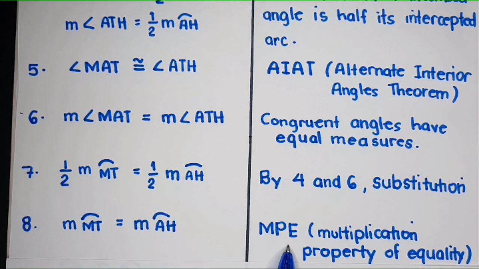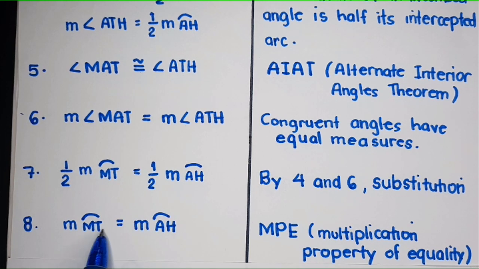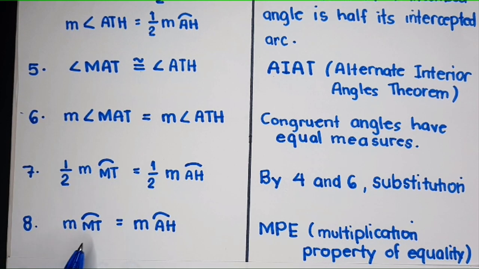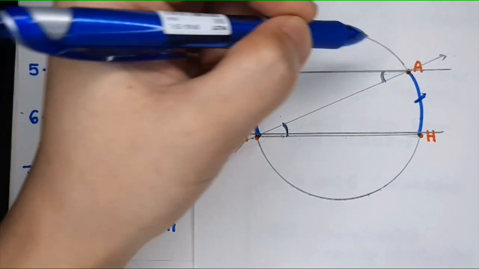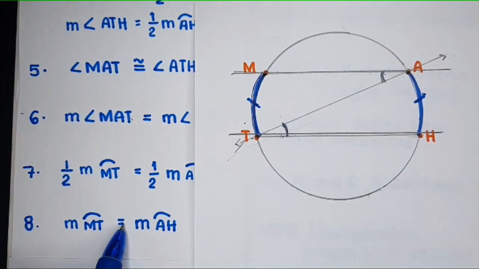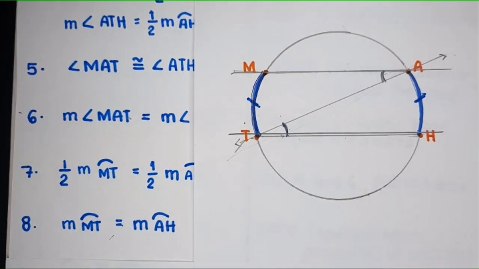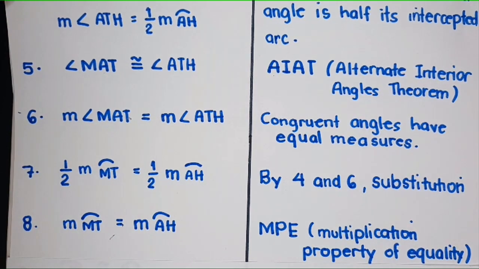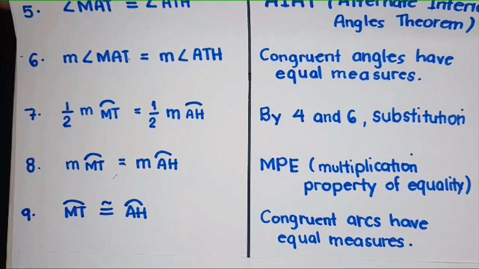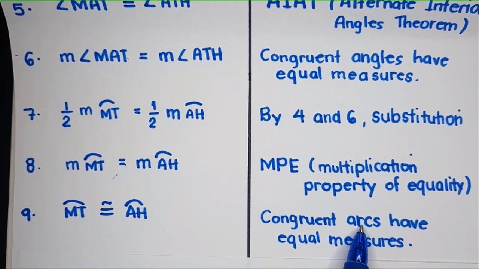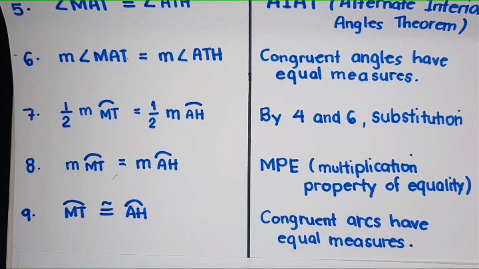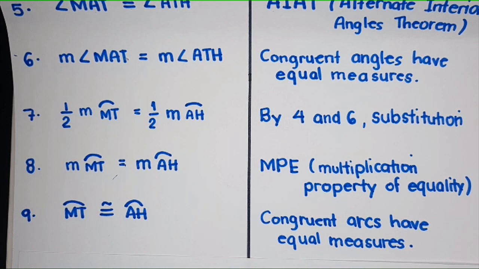And then, finally, when two arcs have the same measure, you say arc MT and arc AH have equal measures. So you say these two arcs are congruent, and that's going to be our last statement: arc MT is congruent to arc AH. The reason? Congruent arcs have equal measures. That's how we prove that parallel chords in the same circle always cut congruent arcs.